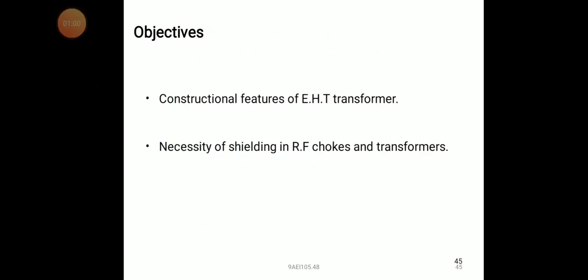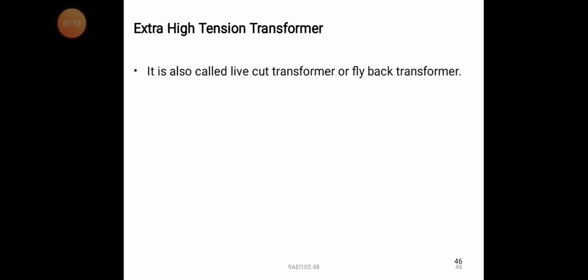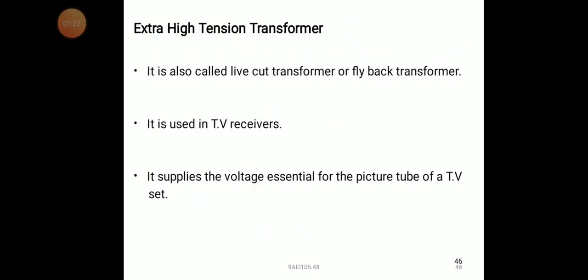Now we discuss the constructional features of the EHT transformer and the necessity of shielding in RF chokes and transformers. EHT means extra high tension transformer. It is also called a line output transformer or flyback transformer. Extra high tension transformer is nothing but a flyback transformer.